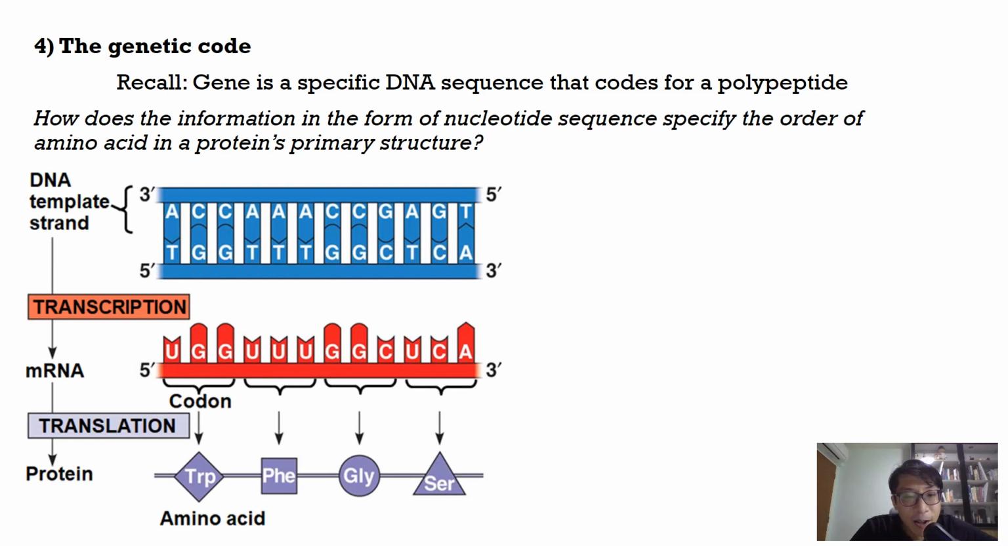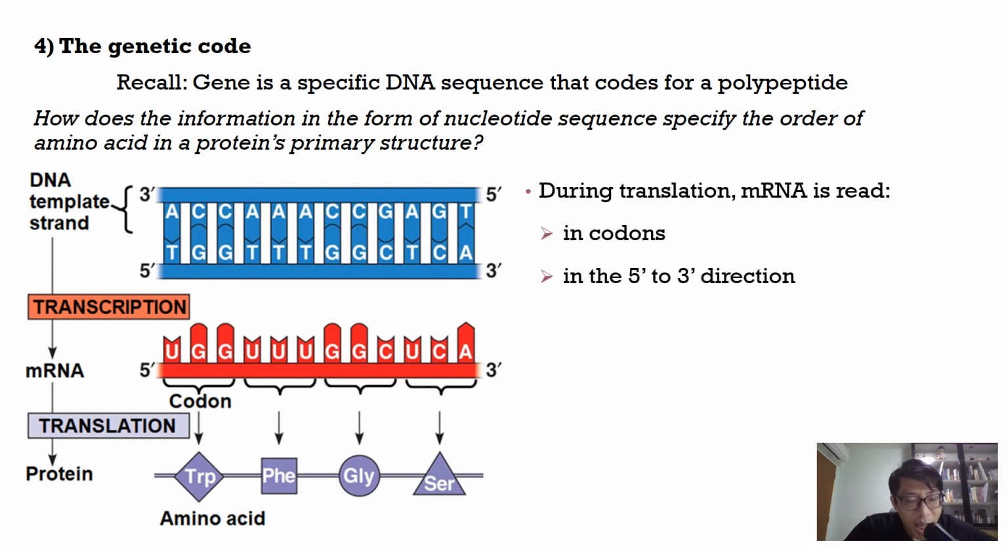of the protein. The mRNA is going to be read by the ribosomes in the form of codons, which are a triplet code, so each codon consists of 3 nucleotides. The mRNA is read in codons in the 5' to 3' direction. We'll learn this later in translation. That's the next lesson.